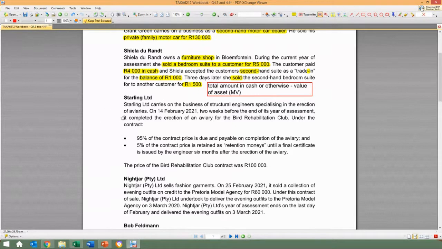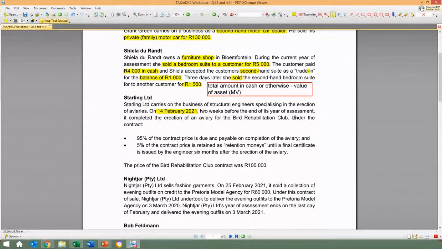If we look at Starling Limited, it carries on the business of structural engineers specializing in erection of aviaries. On the 14th of February, 2 weeks before the end of its year of assessment, it completed the erection. So with the dates, when they give you dates, you need to know it's the earlier of receipt or accrual. That is why we give you the dates. And then it needs to be unconditionally due.